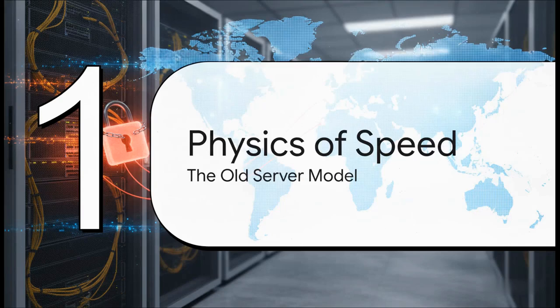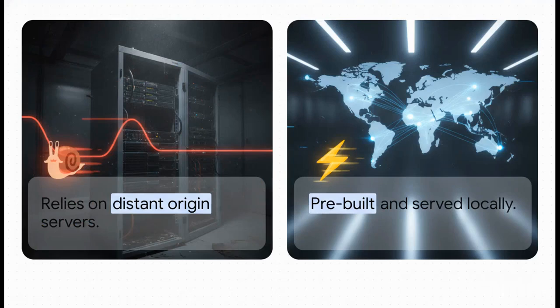Section 1. The physics of speed and the old server model. Okay, we really need to bust a common myth right off the bat. The idea that caching plugins can somehow fix geography. They can't. Traditional caching still relies on a distant origin server. The second a user logs in, adds an item to a cart, or triggers any dynamic request, your site falls right back to forcing a distant server to build that page from scratch. Static edge computing, on the other hand, means the page is already pre-built and served locally to the user. No falling back to a server on the other side of the planet.